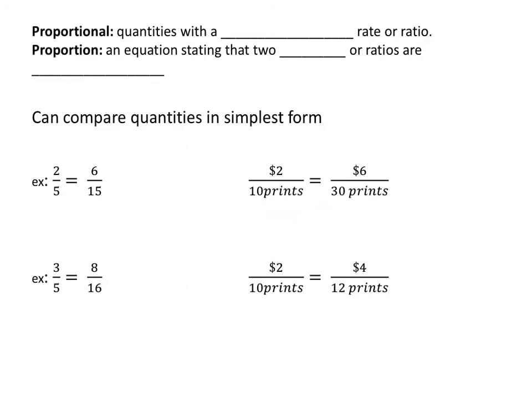Proportional means they're quantities with a constant ratio or rate. That means they're proportional. And then a proportion is an equation stating that two rates or ratios are proportional, or the same, or equal.